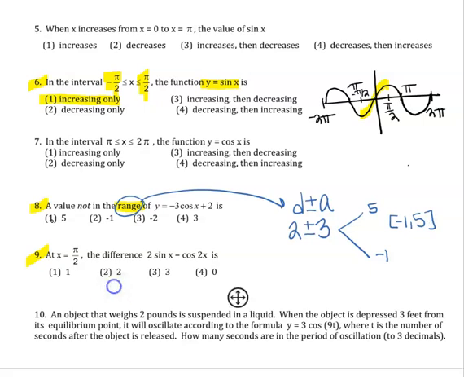So 5 is definitely in it. Negative 1 is definitely in it. Negative 2, well, isn't that lower than negative 1? And 3 is definitely in there. That's between negative 1 and 5. So the one that's not in the range is question 3.